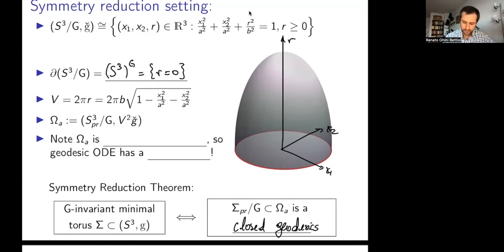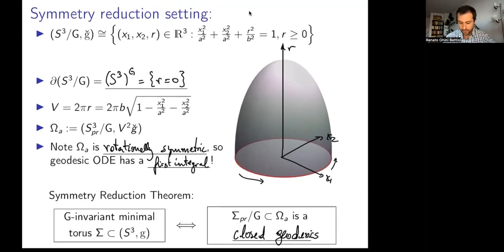And let me also mention that here we have isometries as well, right? So these rotations are isometries. So we have a rotationally symmetric metric, and these Killing fields give a first integral to the system of ODEs. Okay, so there's a first integral. And this is similar to the other applications of this reduction principle in the literature.